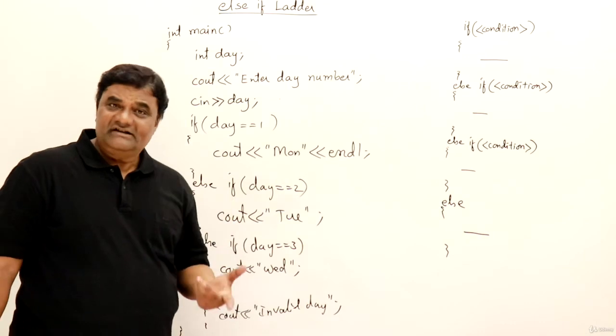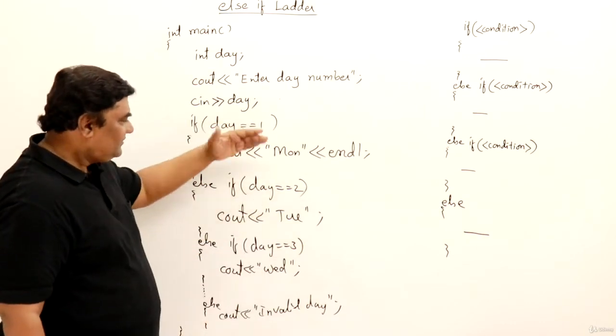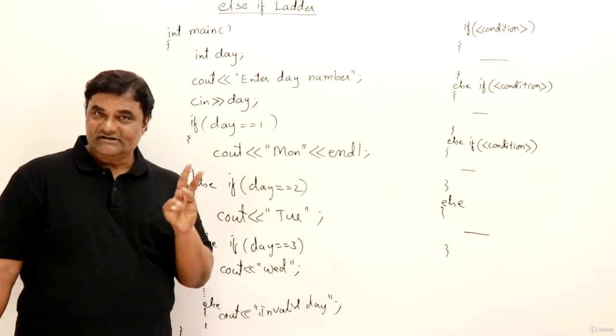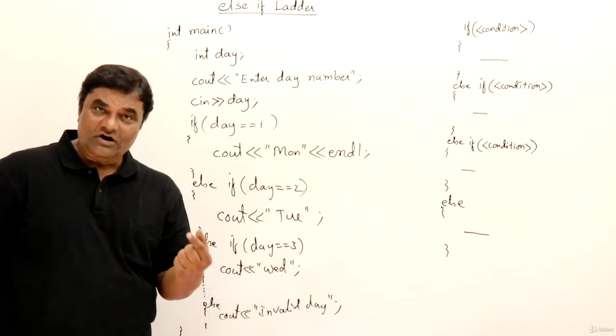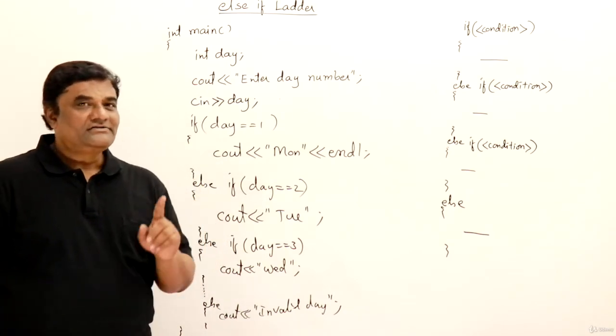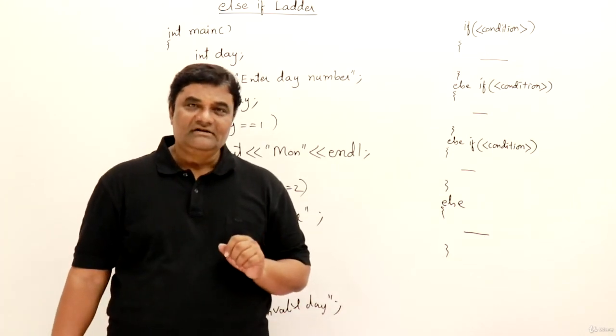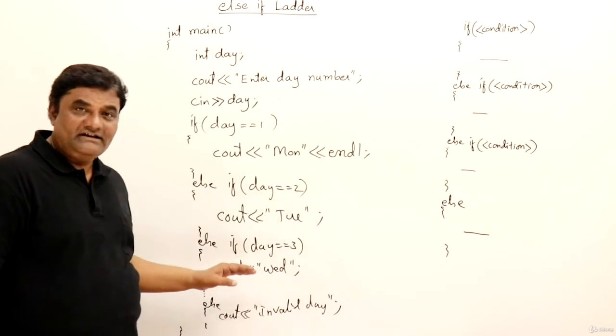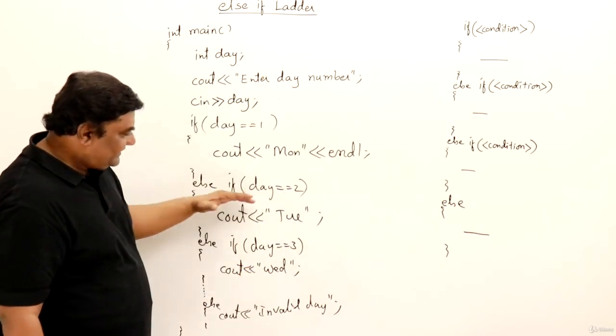So how many ifs has it checked? 1, 2, 3. So after checking 3 if conditional statements, we have found out that it's Wednesday. So work is more, right? It should directly go to 3 and say Wednesday. No, it will not go directly there. It will check this one and this one and this one.